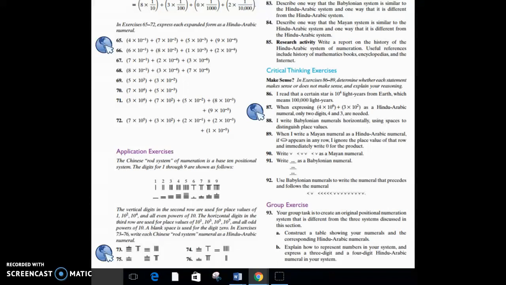If you read it, it says the horizontal digits, so the vertical digits in the second row, are used for place values that are to the even power. So they would have used these in the singles position, 10 to the 0 power. Not the next position, because that'd be 10 to the first. 10 squared is even, so they would have used the bottom row symbol. 10 cubed, not. 10 to the fourth is even. So they would have alternated between top row, bottom row, and so forth.